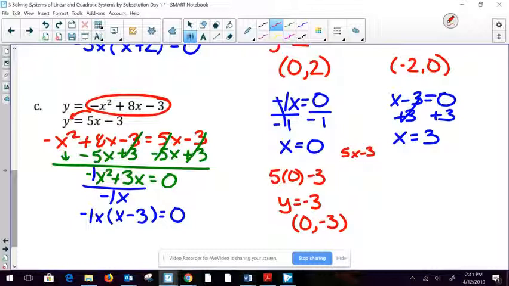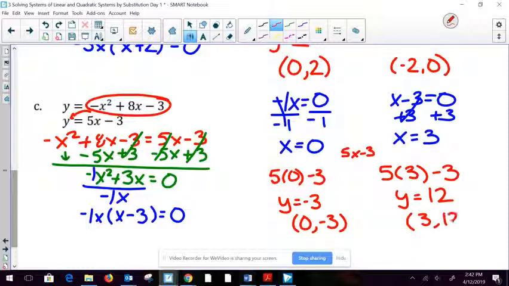I'm going to do those same steps, but now I'm going to substitute 3 in for x. So 5 times 3 minus 3. Okay, 5 times 3 is 15. 15 minus 3 is 12. Good. So then the second point that this graph and linear equation would intersect is at the point 3, 12.